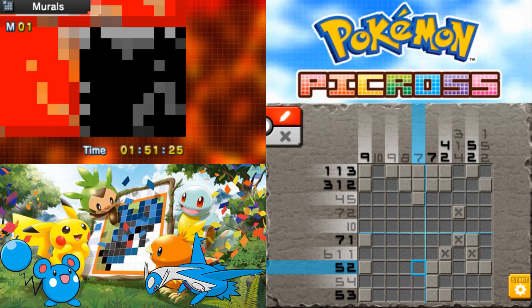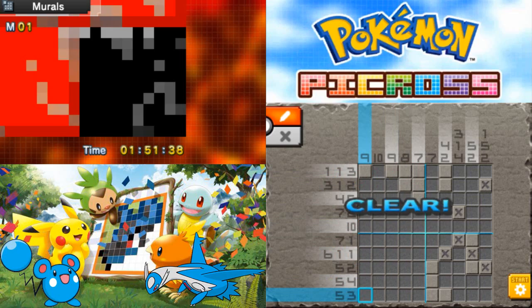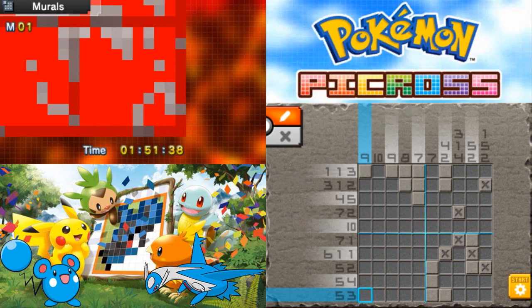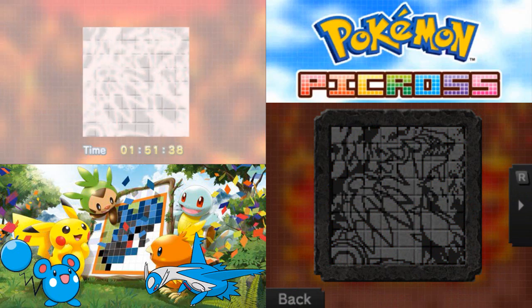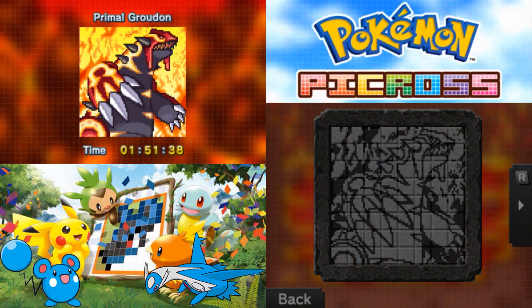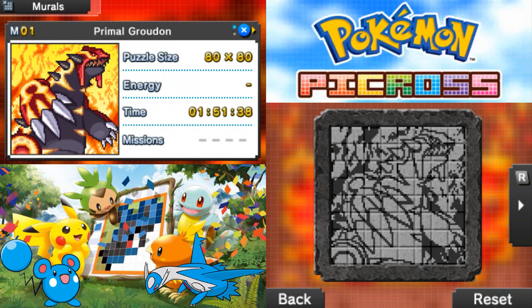That's in the 5. Yeah, that's done with. So yeah, that's the 5 right there. 4, and we have a 2. So the 7's going to go upward. And the 9. So with that, we have drawn our first mural. Primal Groudon! Took us a long time, but there we go.